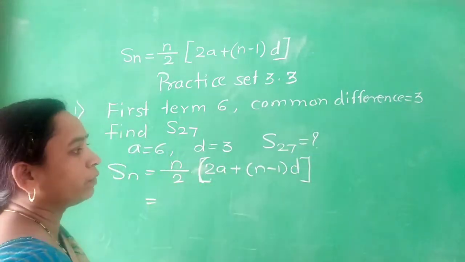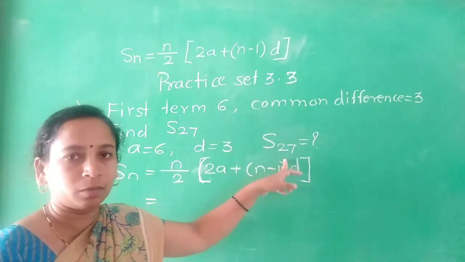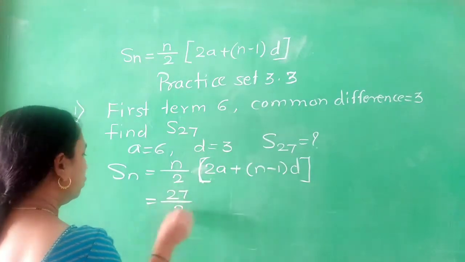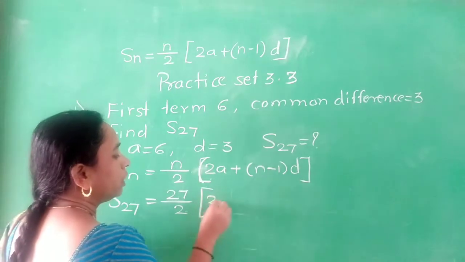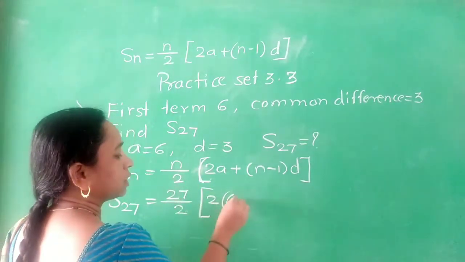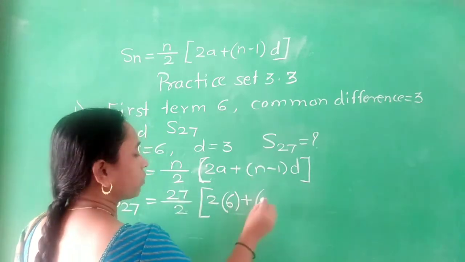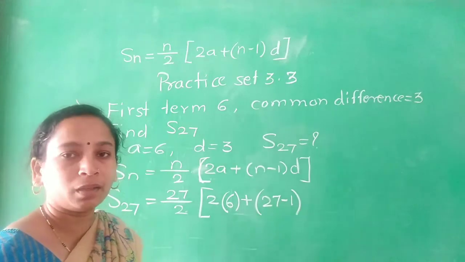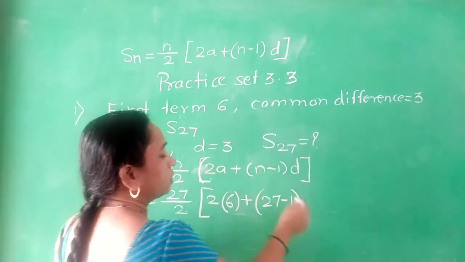We have to find the sum of 27 terms, so n's value is 27. Here I will write S27 is equal to 27 upon 2 into 2 into a. A's value is 6, I'll put it in this, plus n minus 1. n is 27, because I want to find the sum of 27 terms. So 27 minus 1 into d. D's value is given, 3.